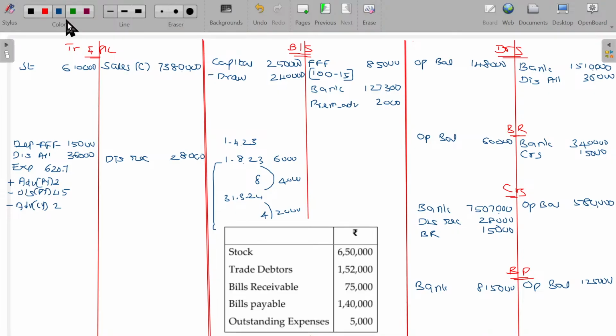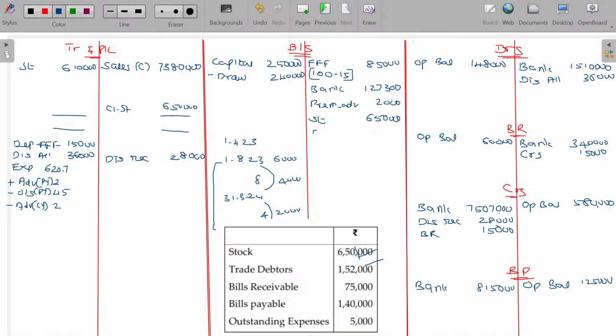What is the closing stock we have in the year-end? 6,50,000. That should be posted in the trading account credit side, as well as in the balance sheet, stock, closing stock 6,50,000. We have been given some asset values as at the year end. Rather than calculate, it is already given, you can just post that.